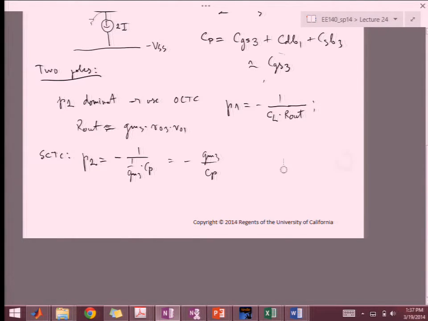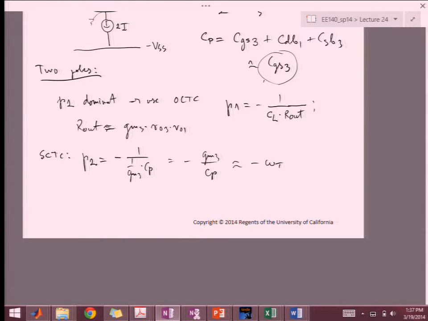So if you remember, CP was just CGS3. So this is approximately minus omega t. And this is actually one of the benefits of cascode amplifiers, as we said in the last lecture.